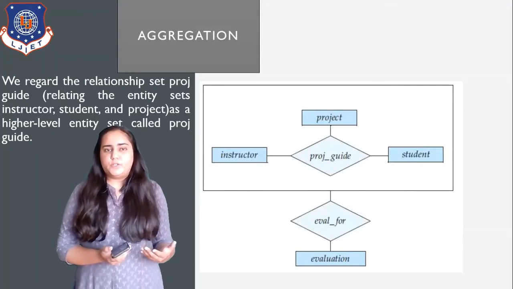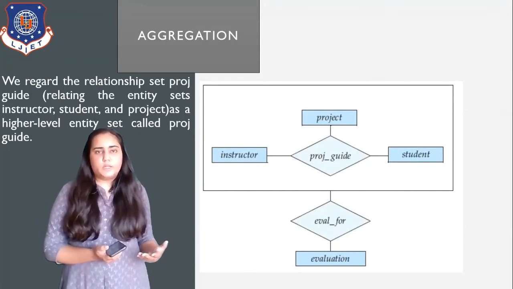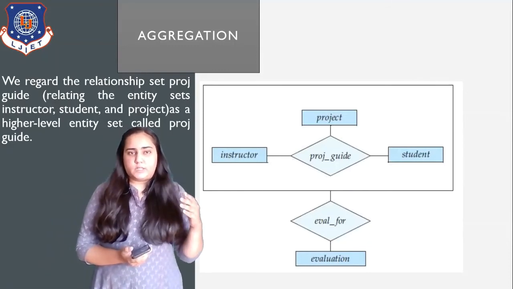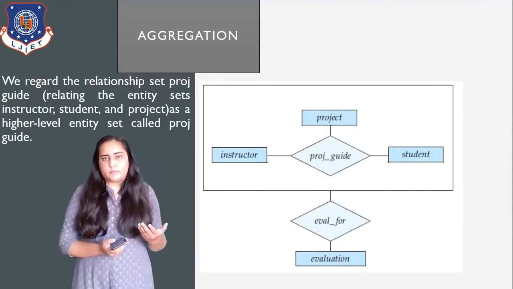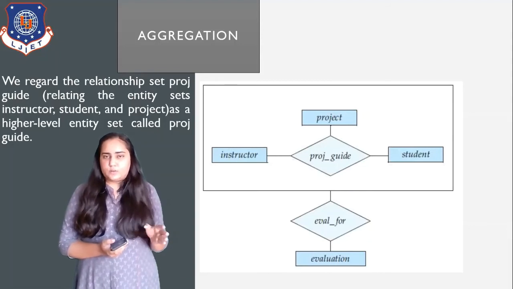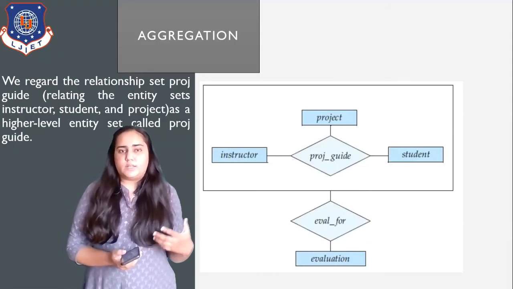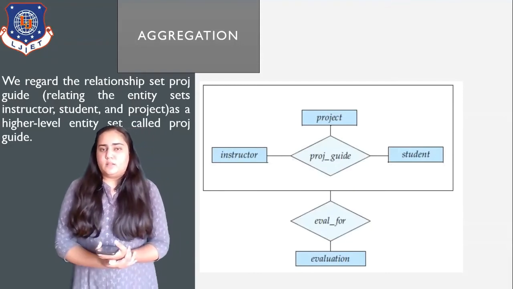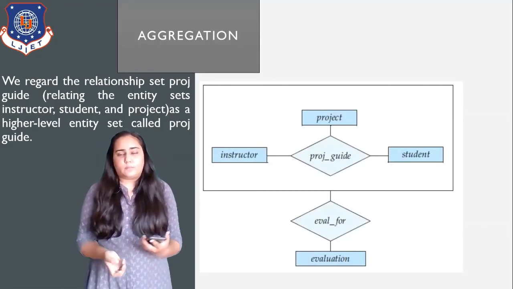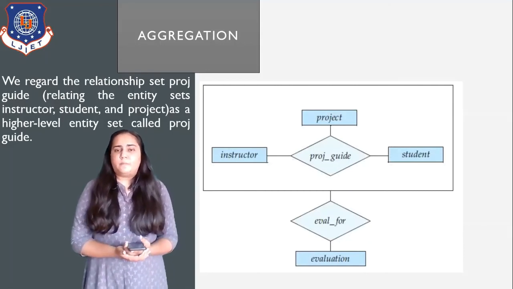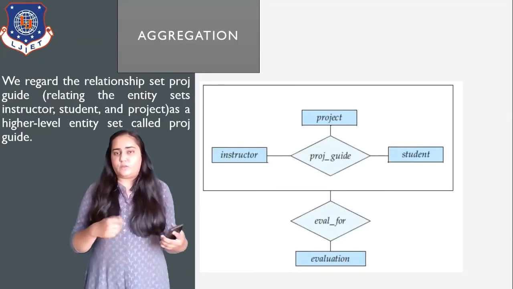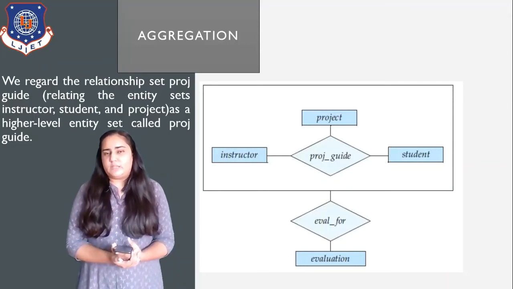We regard the relationship set, which is project_guide, relating the entity sets instructor, student, and project, as a higher level entity set called project guide. So project_guide is a higher level entity set in this, although it is a relationship. We regard it as a higher level entity because otherwise I would have to add a lot of descriptive attributes with project guide, like grade and the date on which evaluation was done for each and every instructor, student, project triplet. I would have to add so many descriptive attributes, and that doesn't make sense.